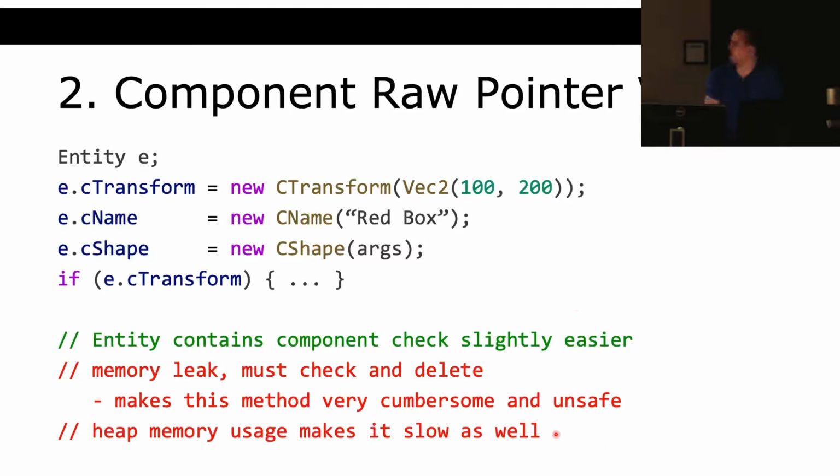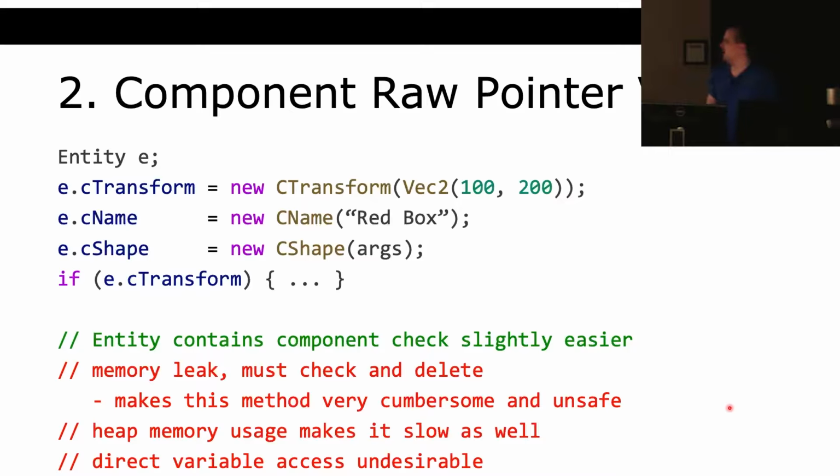It also uses heap memory, so it makes it quite slow, which is annoying. And again, we have this direct variable access, which we don't want to do for the exact same reasons as before, but it's even worse now because we have direct access to those pointers, which could point to anything in memory and have null pointer exceptions and all sorts of stuff. So yeah, we don't want to do this.